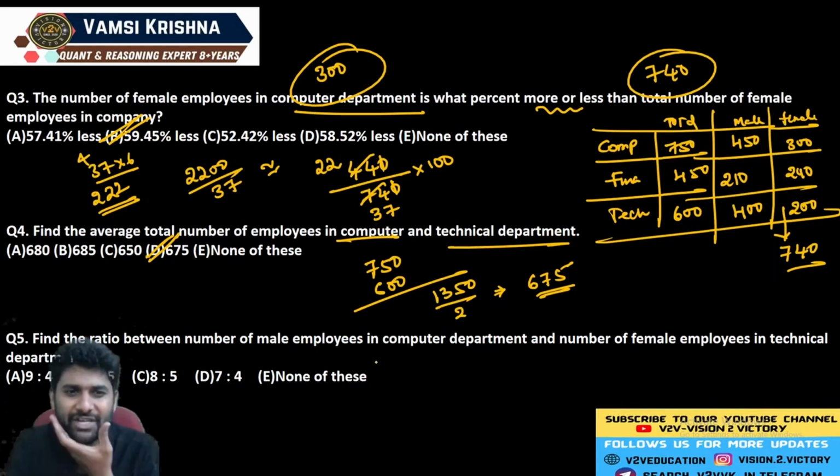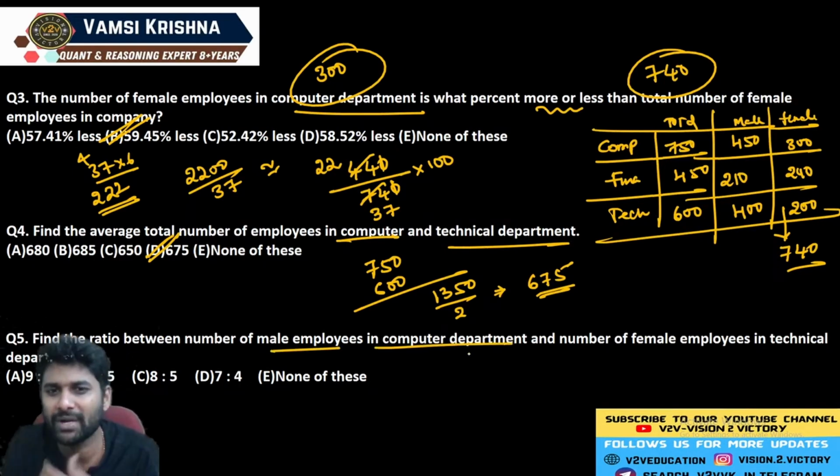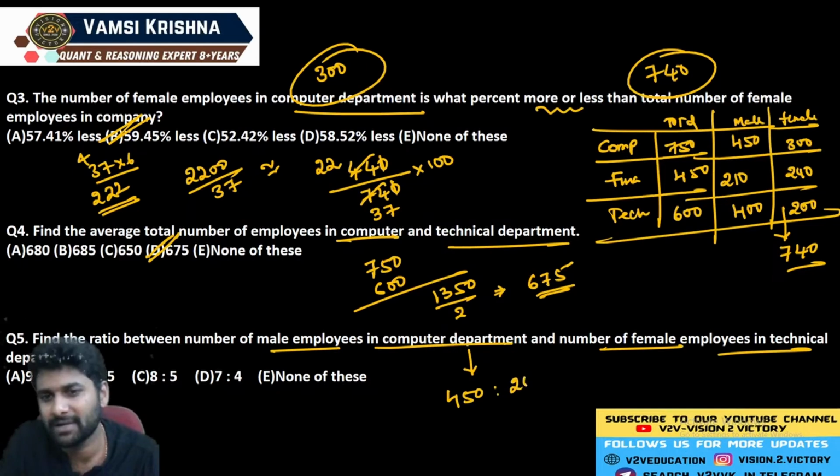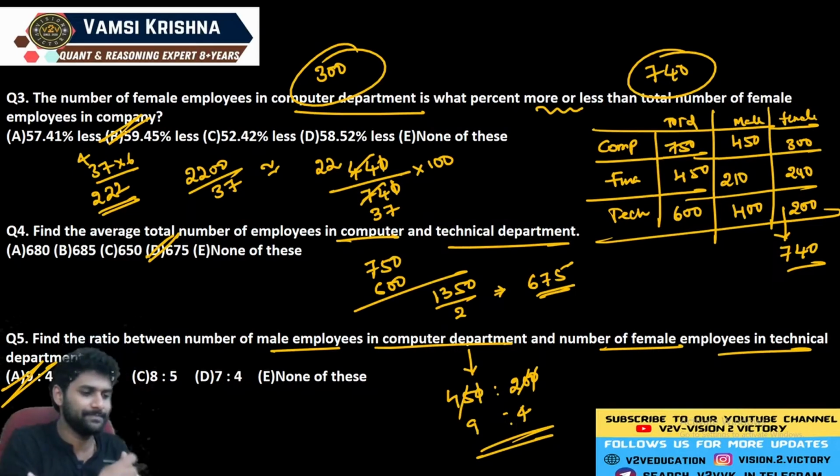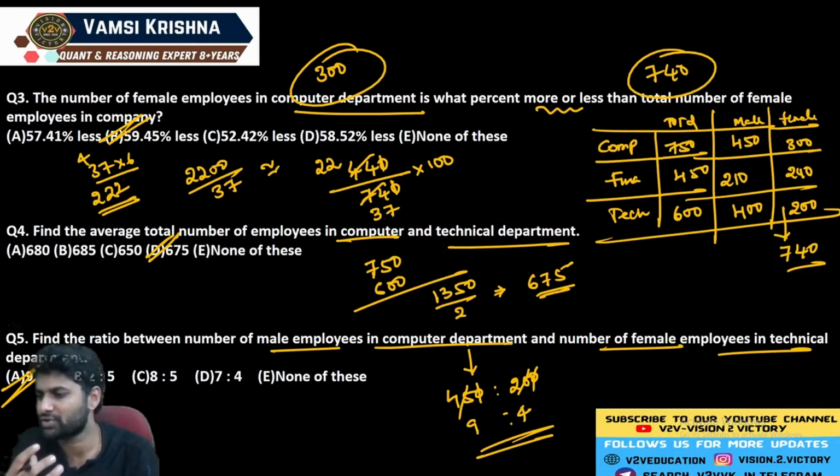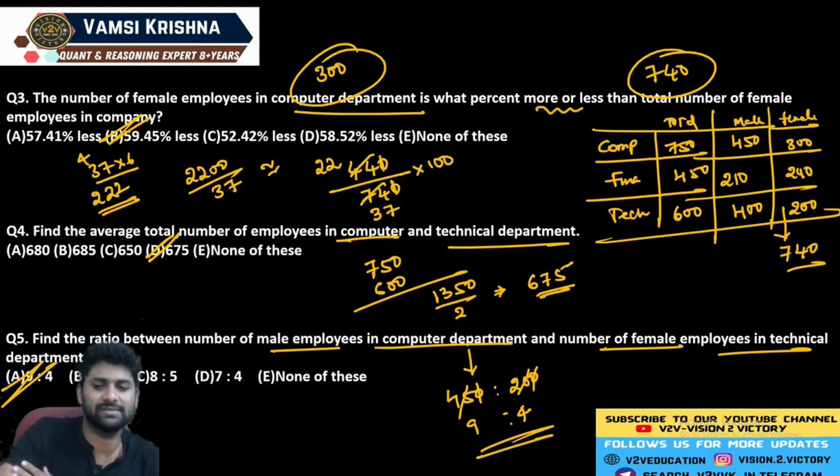Next question. Find the ratio between the number of male employees in computer department, which is 450, and the number of female employees in technical department, which is 200. 5 nines, 5 fours. It's a ratio of 9 is to 4. Hope it's clear. And these are the 5 different questions from that caselet information.